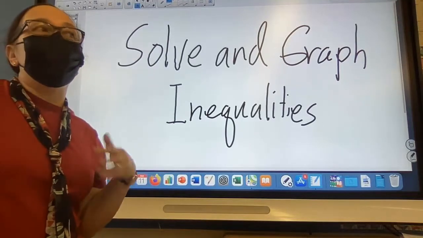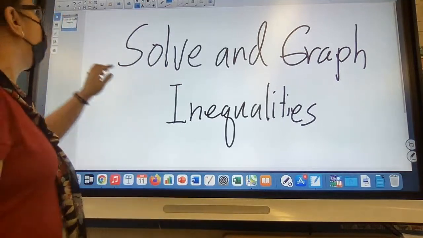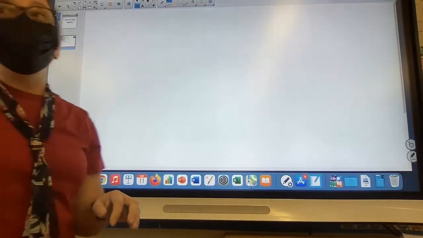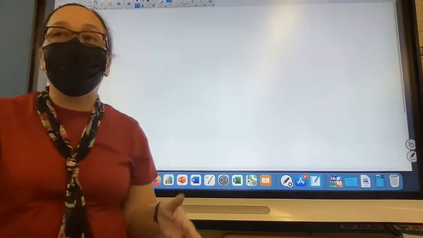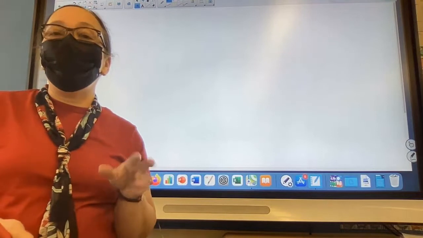Solving and graphing inequalities. We did graphs. The only thing we are doing right now is we are going to solve. It will be the same as an equation. I really want you to do it using inverse operations.